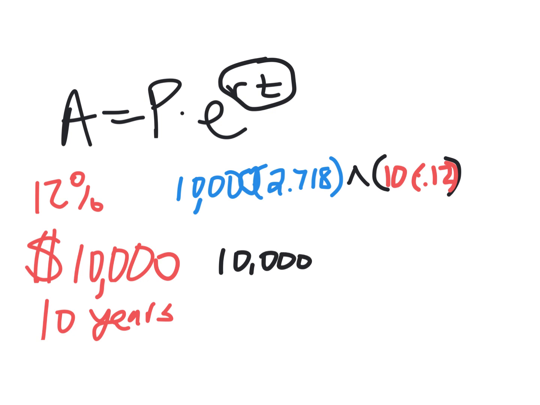10,000 times 2.718. Is that as good as the E button? Not quite, because it's an estimate. It's like pi. Pi really is 3.14159265358979323844626. And it keeps going on beyond that.